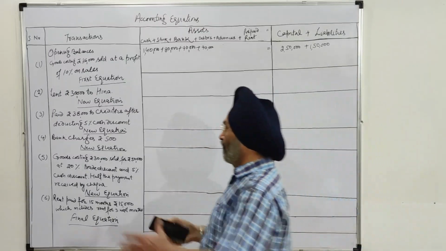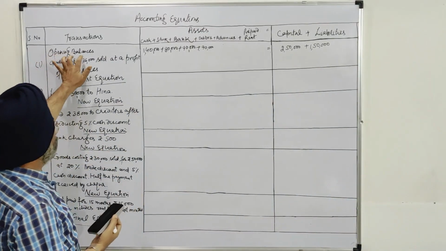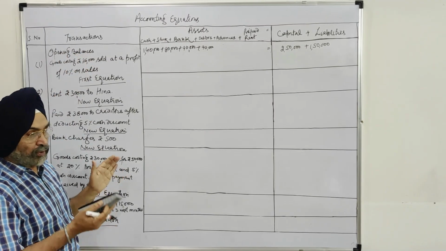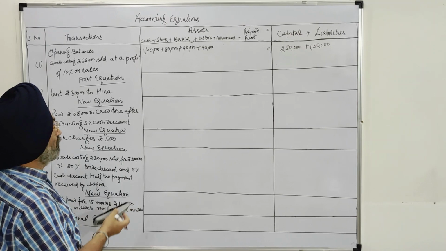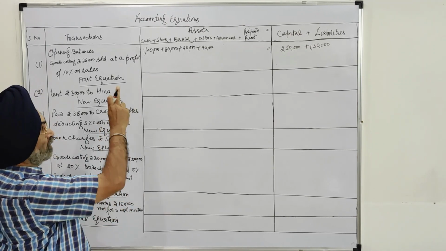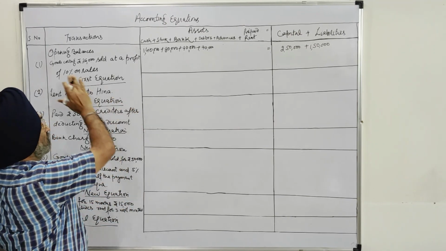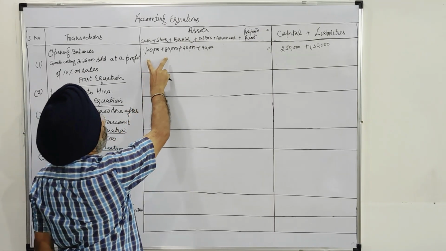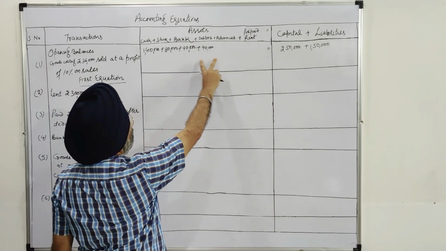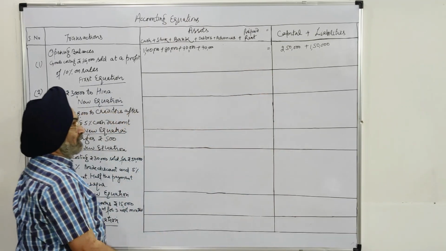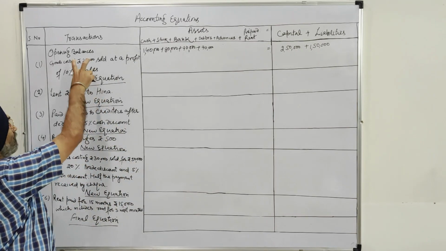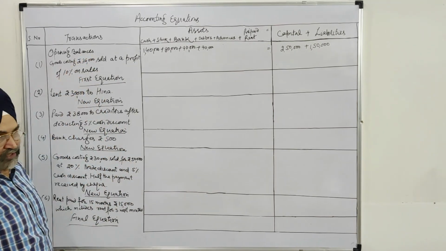Now let us suppose we are given opening balances. Balances brought forward either from the previous month or from the previous year. So these balances are given to us in the question. That means 4 lakh on this side and 4 lakh on the other side, capital and liabilities. These balances will be given to us in the question.